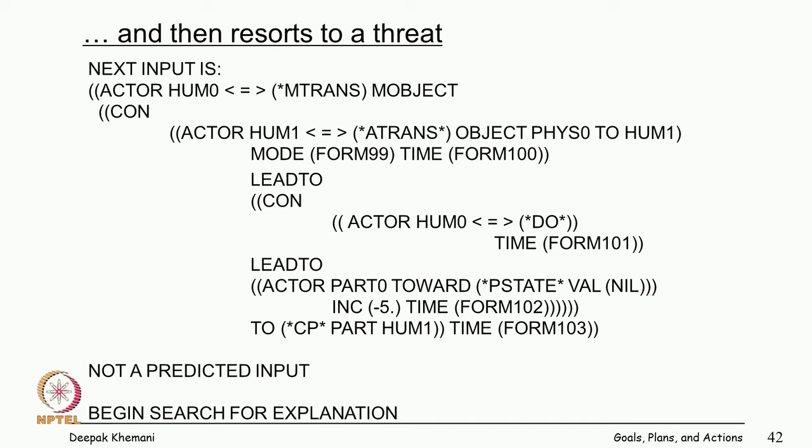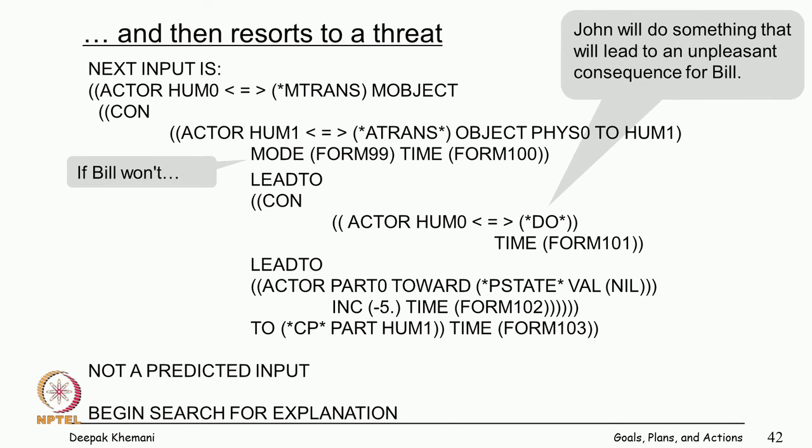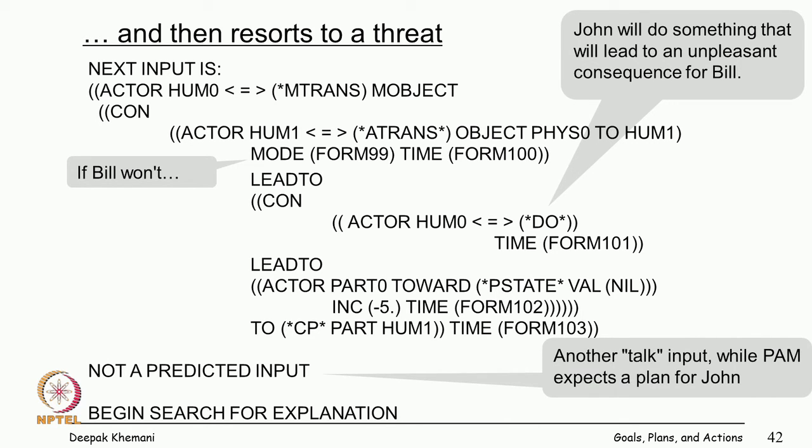And then John resorts to threat. So, you might remember that we had discussed this word threat when we were talking about conceptual dependency. It basically says that A tells B that if you do not do something, then A will do something which will be bad for B, which is what is written here. So, you can see that actor Hume 1, if A trans is this thing, then Hume 0 will do something, and some kind of thing. So, some of this negation, for example, is hidden in these modes and forms, which is not very obvious to us here.